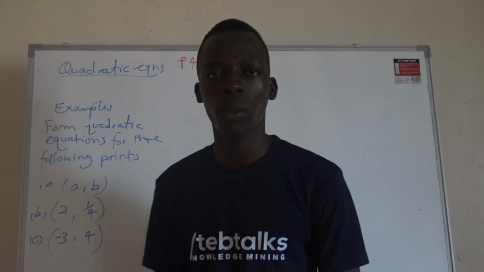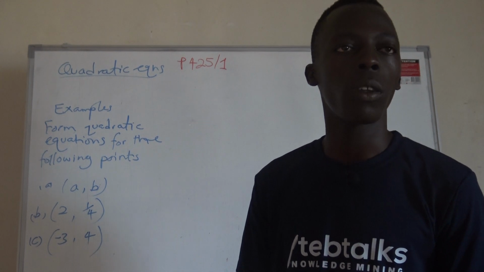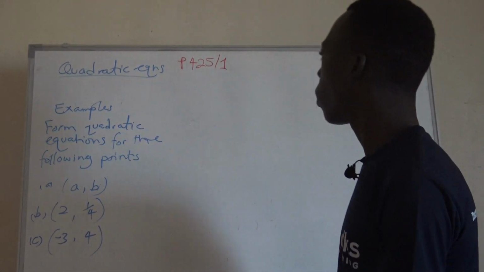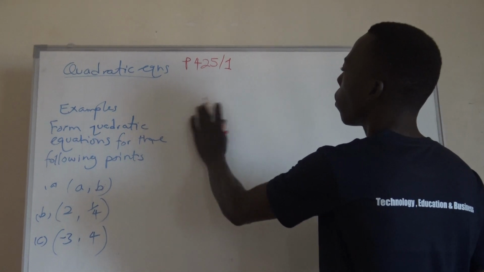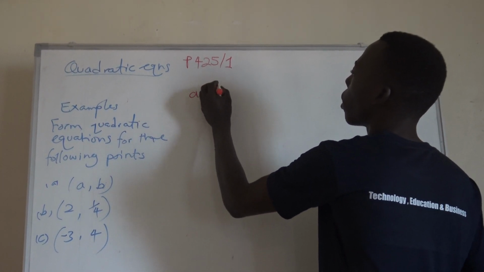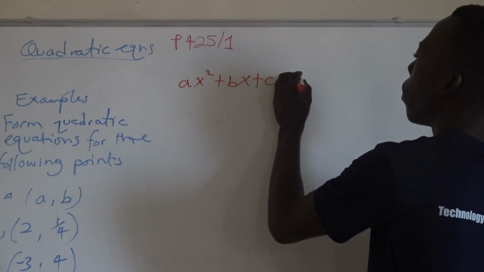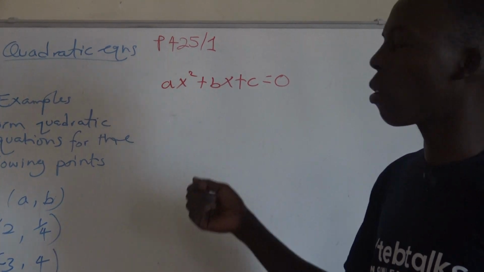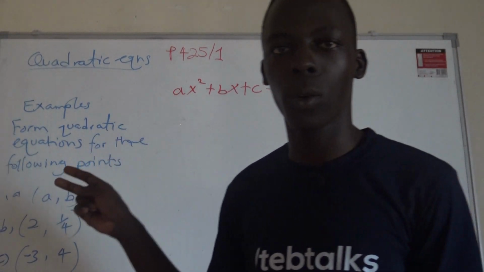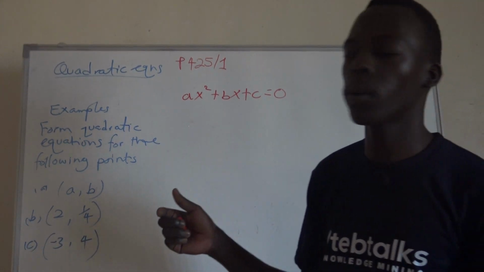Now when we talk of quadratic equations, these are equations with a component of a square. For you to have this equation, it must be in the form ax squared plus bx plus c, which is equal to 0. Some of these equations which you come across like this one are called quadratic equations. So that is the thing which you're going to look at.